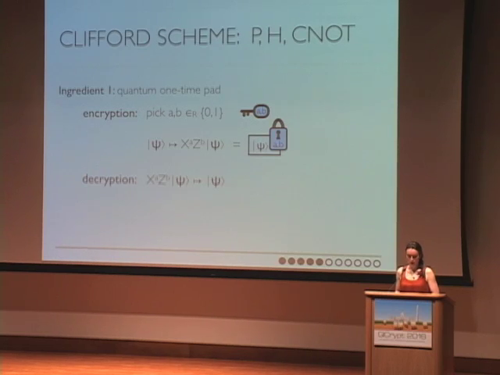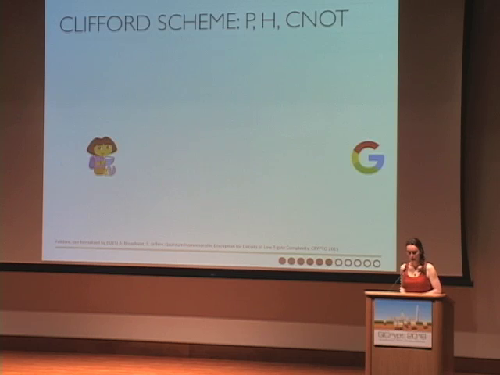The second ingredient that's used for this Clifford scheme is any classical homomorphic encryption scheme that is safe against quantum adversaries. And as we've seen before, these types of schemes do exist. So we can just plug and play with any encryption scheme that comes up. And the idea is the following. We have our client, Dora, and she has this quantum state. And she wants to do some computation on it, or have Google do some computation on it.